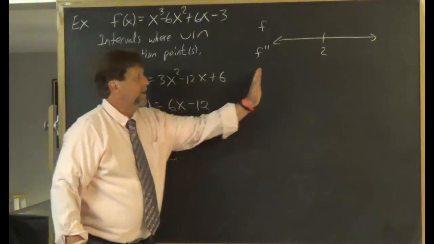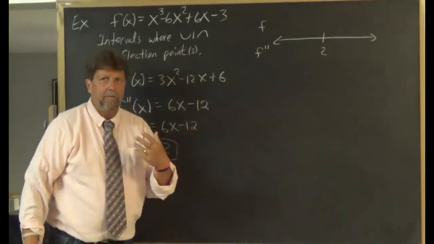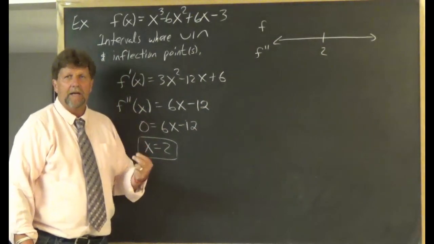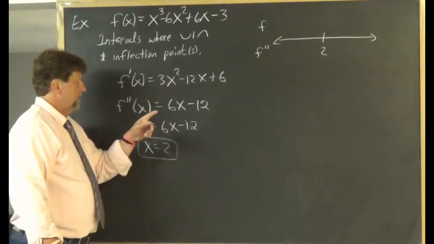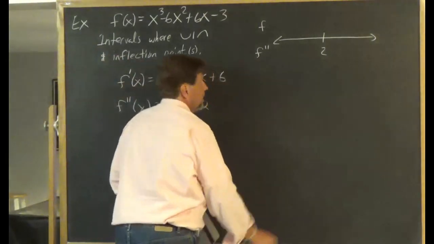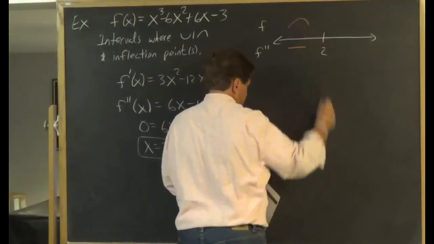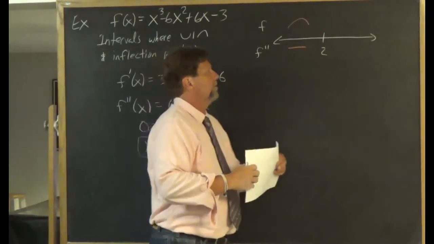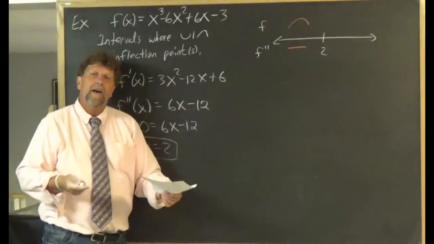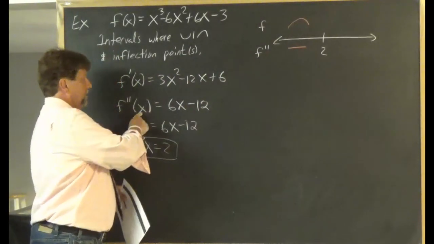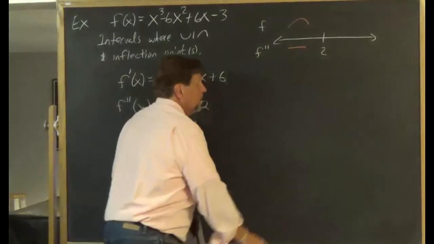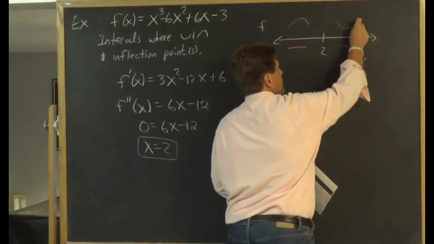For the interval negative infinity to 2, I would pick 0. I'm tossing it into the second derivative to see what comes out, positive or negative. I toss 0 into the second derivative and negative comes out. That means concave down. For the interval 2 to infinity, I pick any number I want, so I pick 3. I evaluate the second derivative at 3. Positive comes out. So that means concave up.